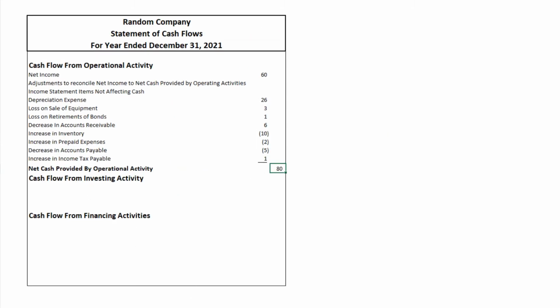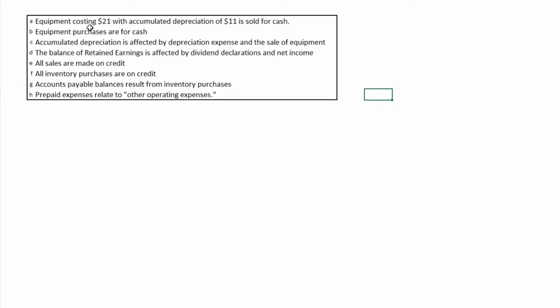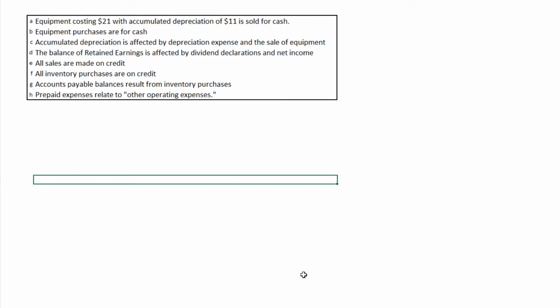Now, here's some information that we need. All sales are made on credit. All inventory purchases are on credit. Accounts payable balance results from inventory purchases. Prepaid expenses relate to other operating expenses. That's stuff that we can use to try to figure stuff out.